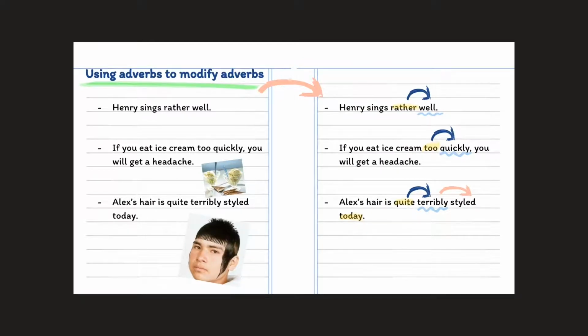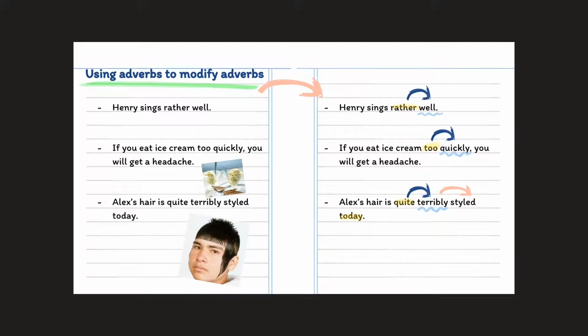Lastly, take a look at how an adverb is used to modify another adverb. Henry sings rather well. So the original sentence should be Henry sings well. How well? He sings rather well. So rather is describing another adverb, well. Okay? If you eat an ice cream too quickly, you will get a headache. How quickly? Too quickly. Okay?